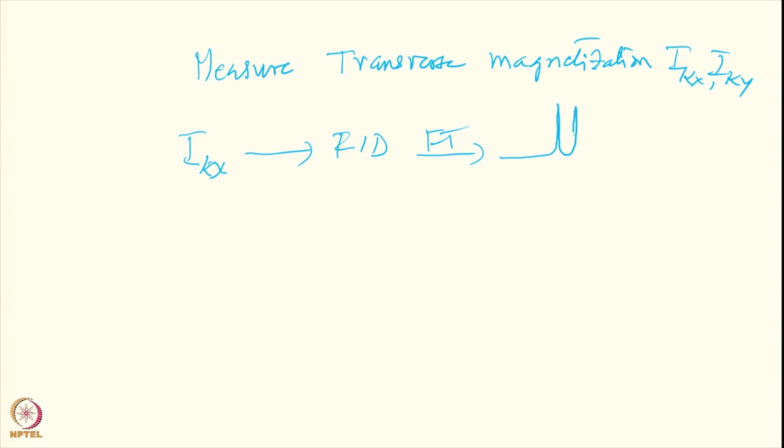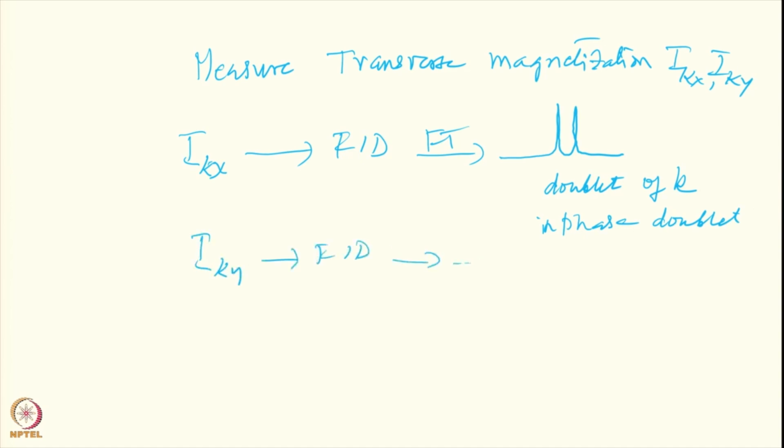If you do Fourier transformation, suppose it is a spin which is coupled to another spin, we will generate two components like this. This is the doublet of K. If it is coupled to some other spin like L, it will produce an in phase signal, this is called an in phase doublet. Similarly, you can write for IKY, FID, and this may generate a dispersive signal. This is in phase dispersive.